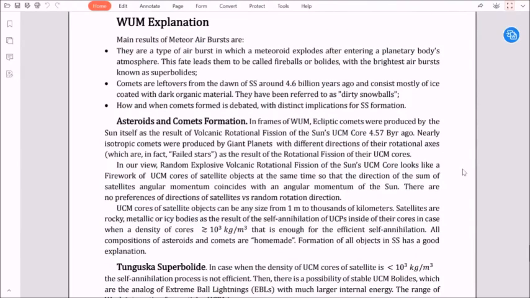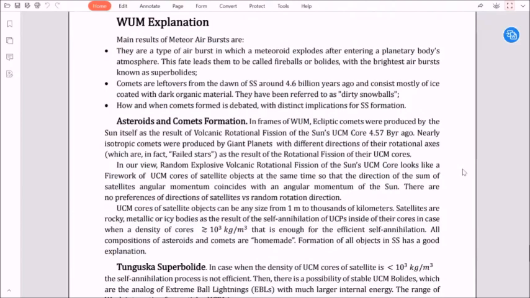Comets are leftovers from the dawn of the solar system around 4.6 billion years ago and consist mostly of ice coated with dark organic material. They have been referred to as dirty snowballs. How and when comets formed is debated, with distinct implications for solar system formation.